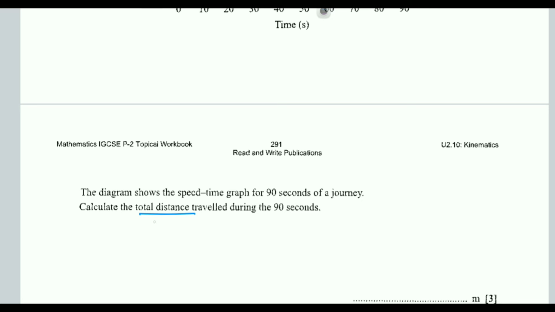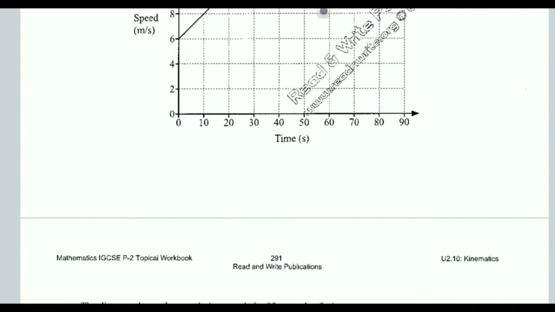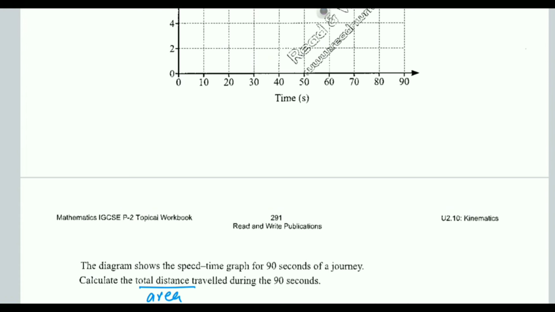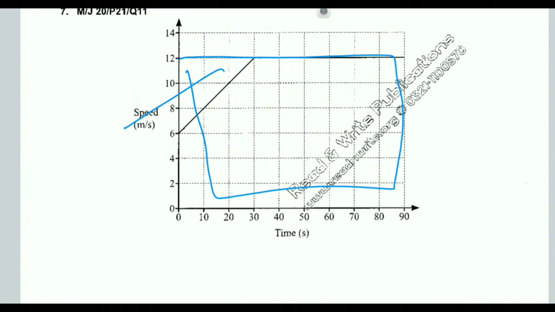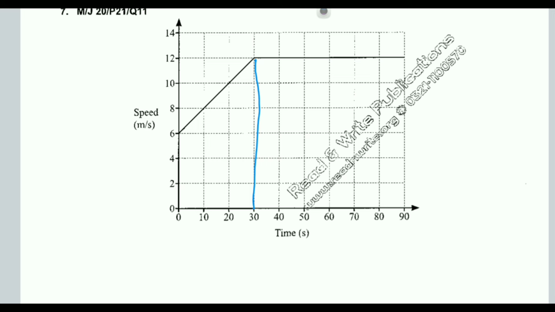So total distance means area here. As it is a speed-time graph, from speed you have to find distance. Distance means area. You can find the area with different methods. We can find the area of this rectangle and subtract this triangle, and we will get the required area. Or we can find the area of the trapezium and the rectangle, and then add them.